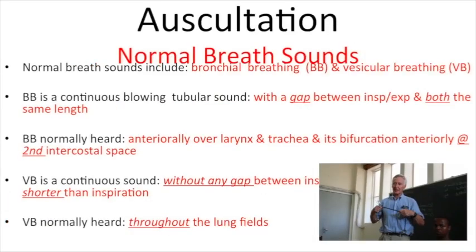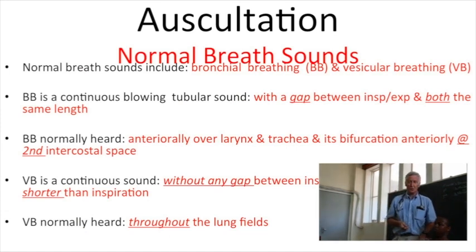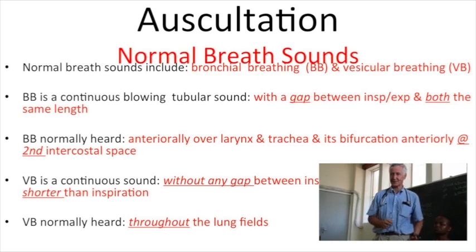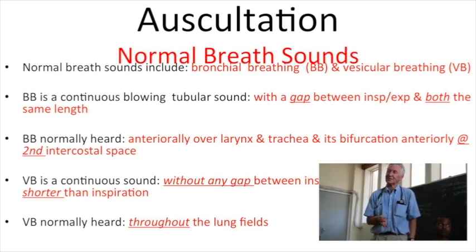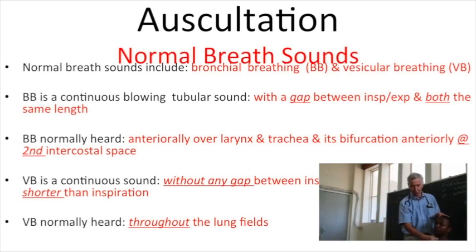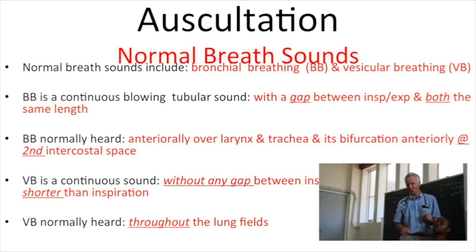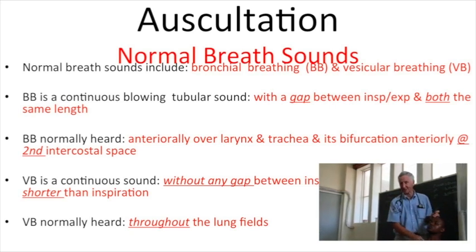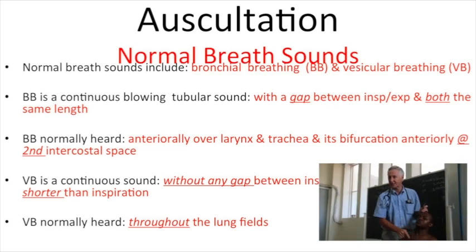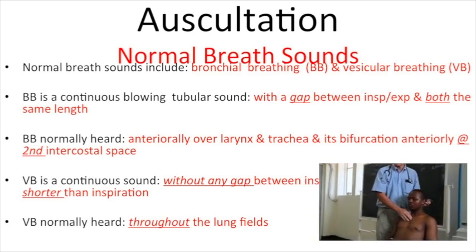Now, before we move on to auscultation, we should say a little word about normal breath sounds and abnormal breath sounds. Normal breath sounds are either bronchial or vesicular. Bronchial is heard over the trachea, the larynx, the trachea, and its bifurcation. Trachea bifurcates roughly at the sternal angle into right and left main stem bronchus.